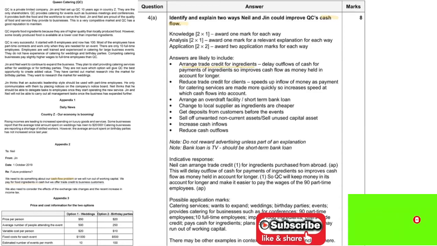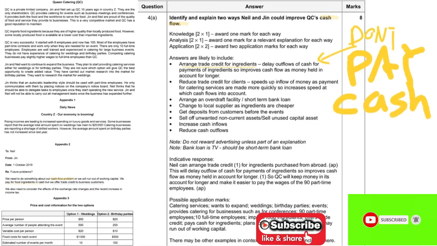Let me mark it down for you. Don't pay cash. So that's the very first rule you have to understand. Next, how about your customers? You offer credit to your customers. So what you should do? That's a very easy question, right? What you should do if you offer credit for your clients? You try to reduce the credit and speed up the cash flow. So that's another way to do it.